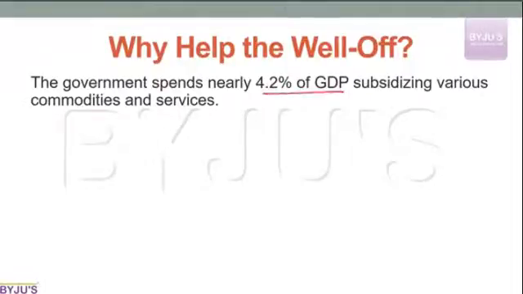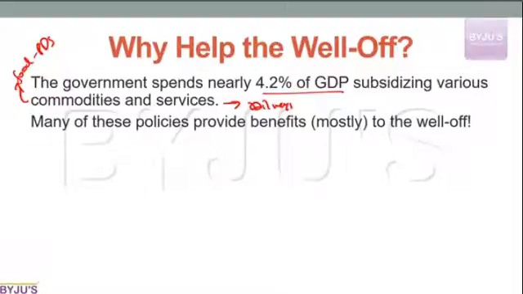So the question is, why are we helping the well-off? Almost 4.2% of the entire GDP of the country goes into subsidizing various commodities and services. Can you think of any commodity or service subsidized by the government? A commodity subsidized by the government is food through the public distribution system, and a service would be railways, for example. There are multiple examples like this, but 4.2% of GDP goes into these things.